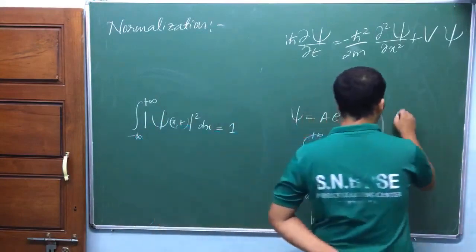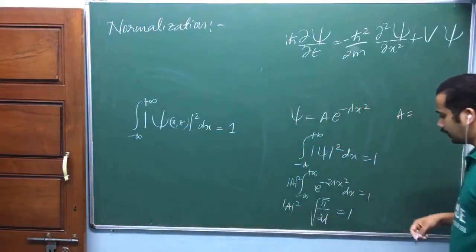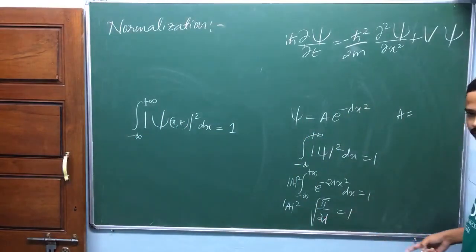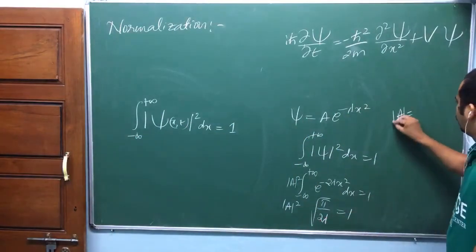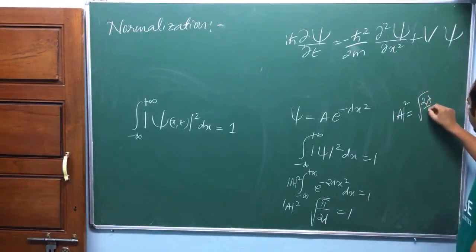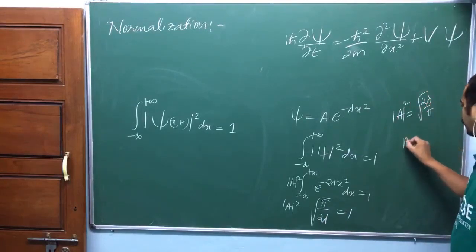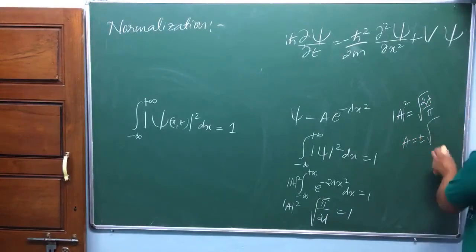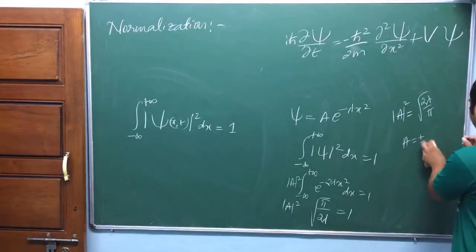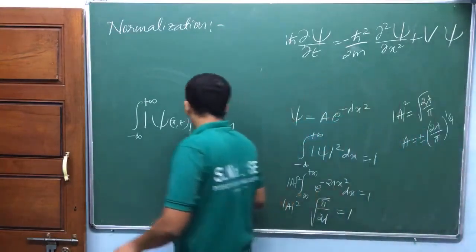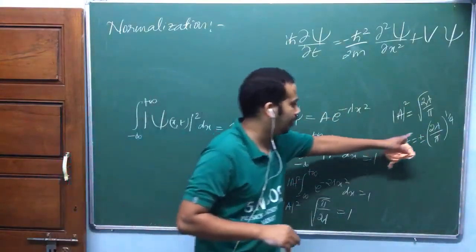So from this one you can find A. Now look at here. A can be plus or minus root of this one. Mod A square is equal to root of 2 lambda by pi, isn't it? Now A can be equal to plus or minus root of root, am I right? 2 lambda by pi power 1 by 4, isn't it? Now among these two you can take positive root or negative root.